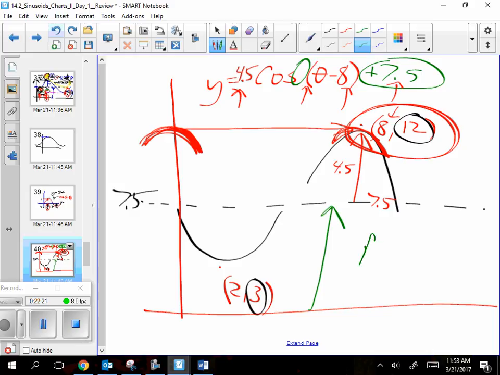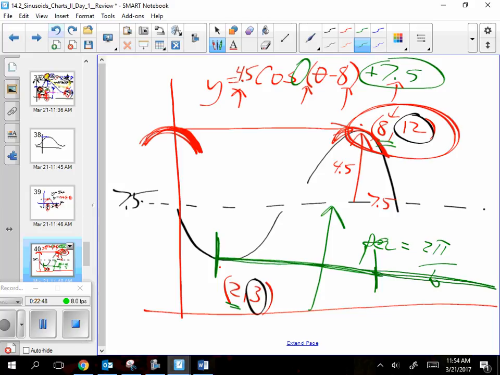Period equals 2 pi over b. Then I can find that b term if I only knew its period. Well, its period comes from, how far is this from here to here? This distance, well, it's from 2 to 8, so it's a distance of 6. Is the period 6? No, that's half the distance for a full cycle. A full cycle needs to go the rest of the way, so the full period is 12.